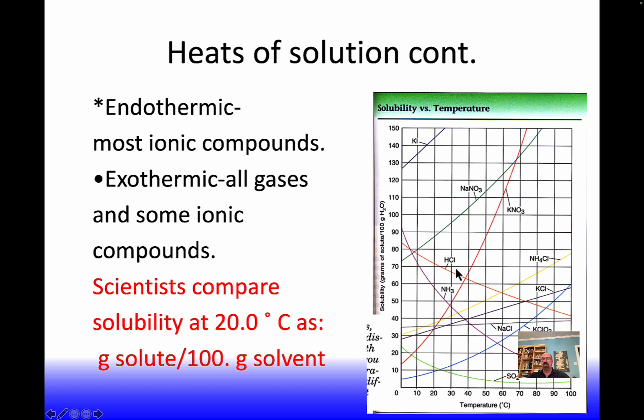All the lines that go down, hydrogen monochloride gas, ammonia gas and sulfur dioxide gas, are all gases, and their solubility all decreases with temperature. So all ionic compounds increase solubility with temperature. All gases decrease solubility with temperature.